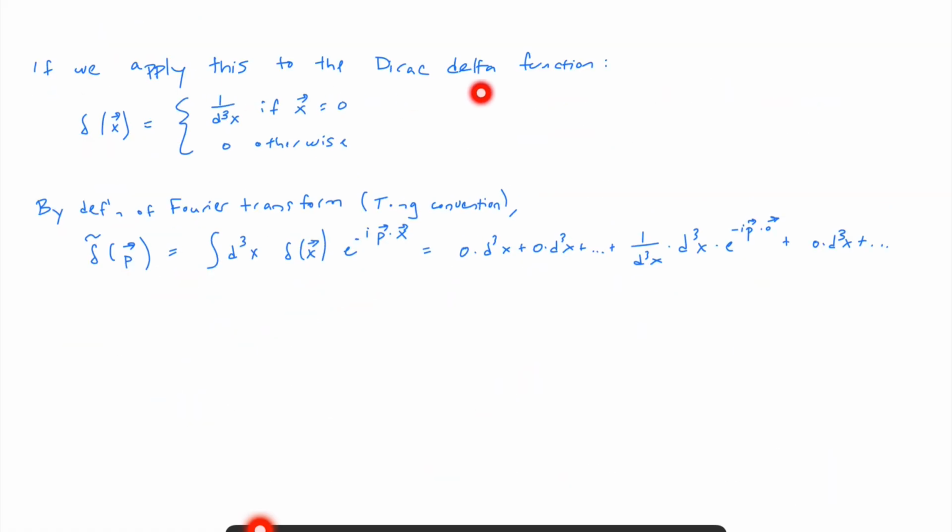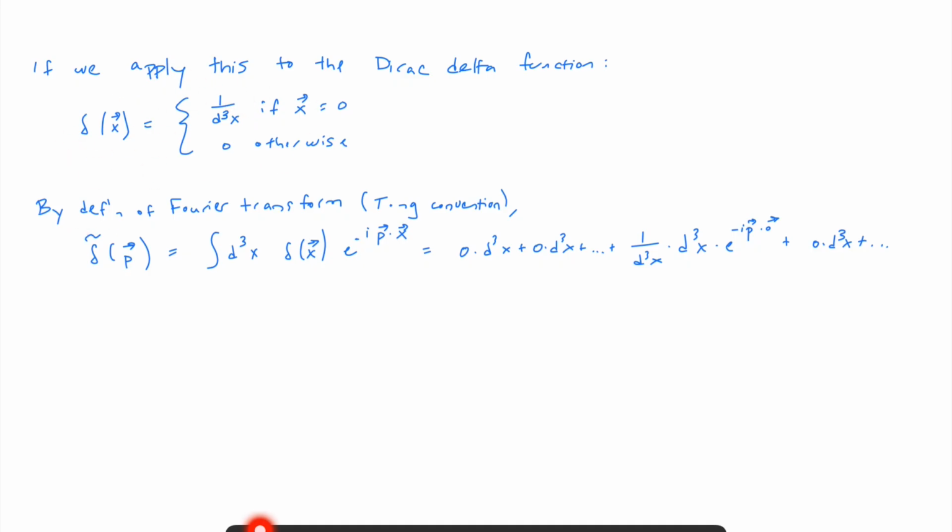If we apply this to the Dirac delta function, we get an important result. Remember the Dirac delta function, as I defined it here; I just got rid of the x minus y, so you can think of it as y equals 0. The Dirac delta function of x is equal to 0 if x is not equal to 0, and 1 over d^3x if x equals 0. You could basically think of it as infinity as d^3x gets infinitely small, but infinity is a little bit of a vague definition. This is a little bit more clear.